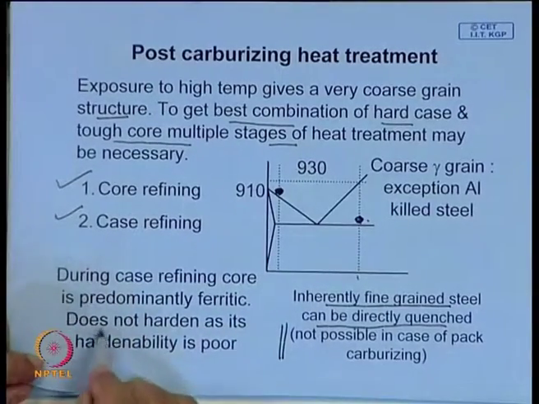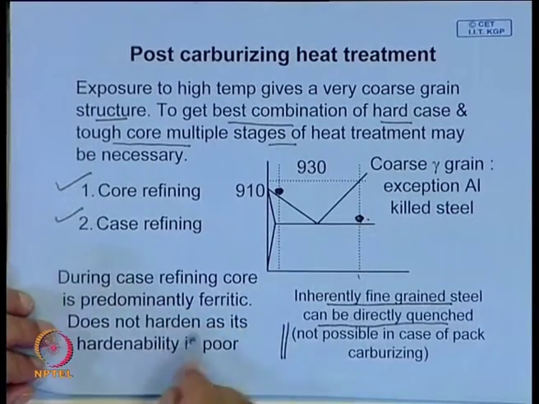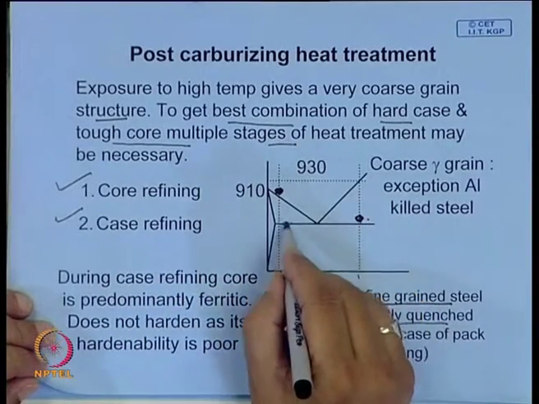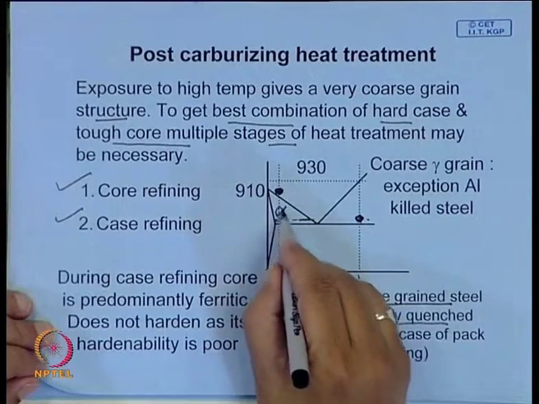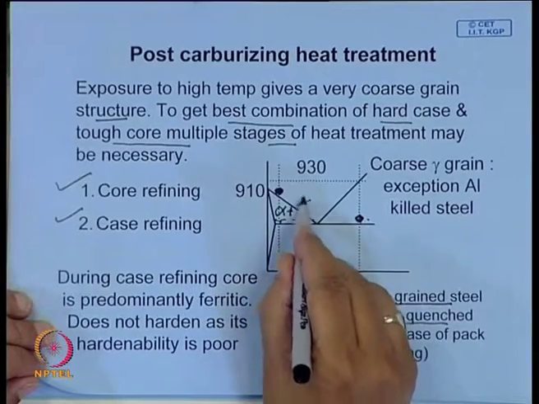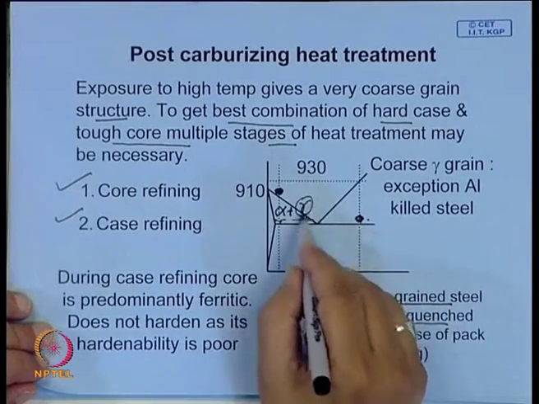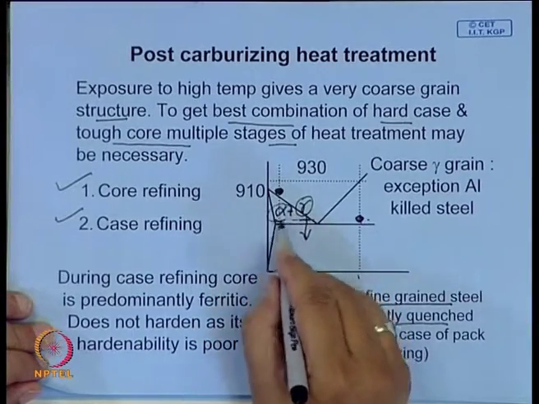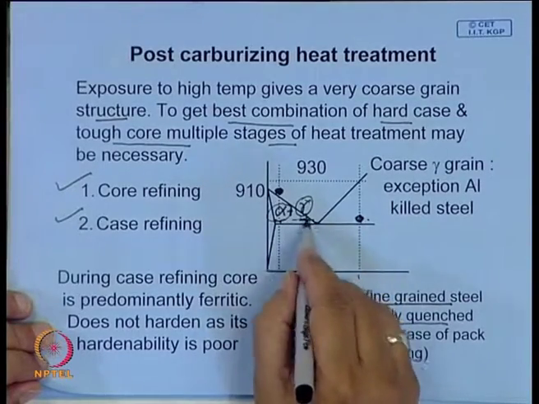And during the final hardening, even if the core is here, what you will have is predominantly ferrite plus some amount of austenite. This austenite, depending on the section size, may get transformed, but within a soft matrix you will have a hard phase which is martensitic, and it will give a very tough core.